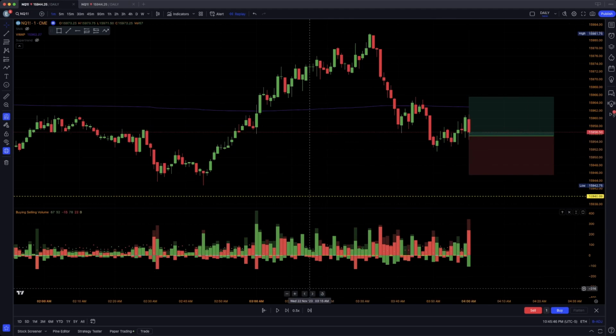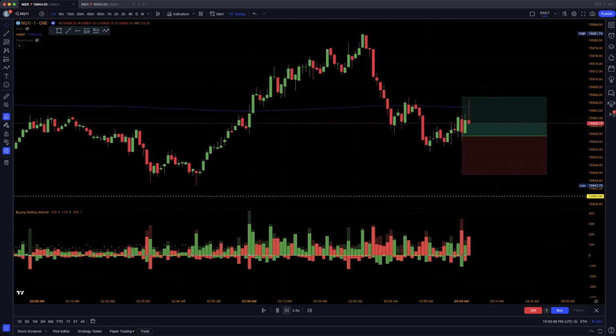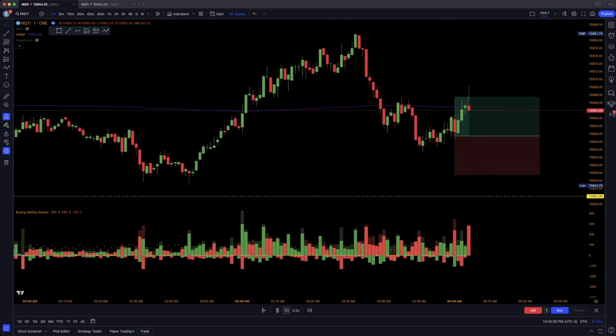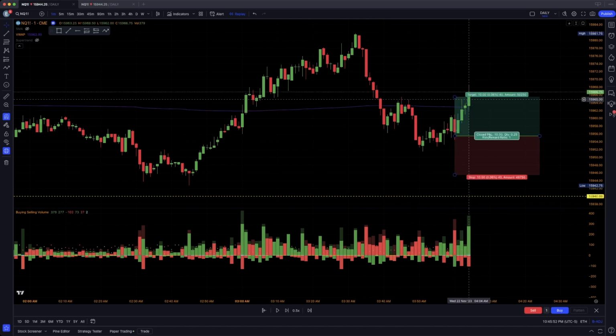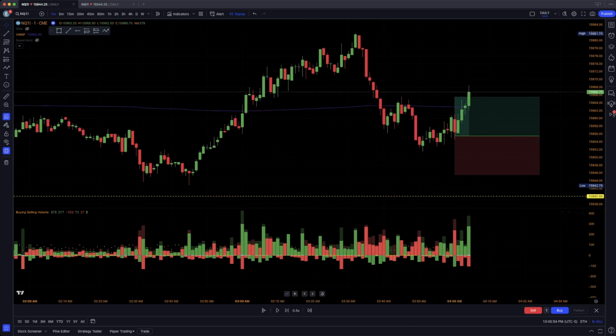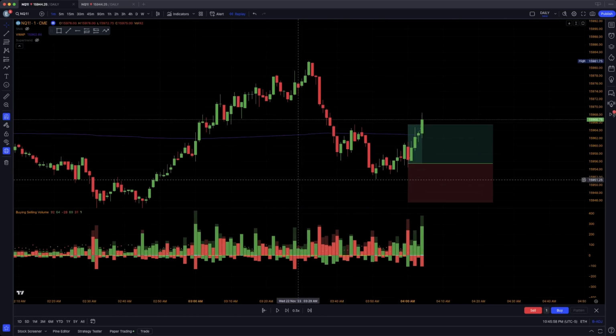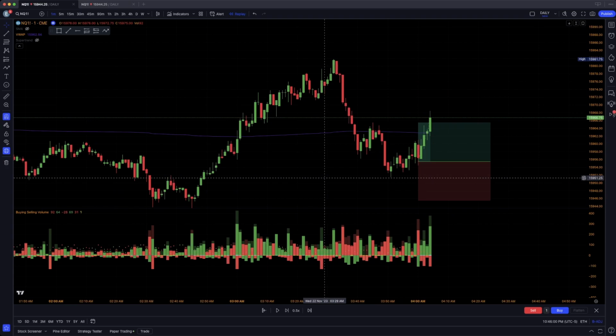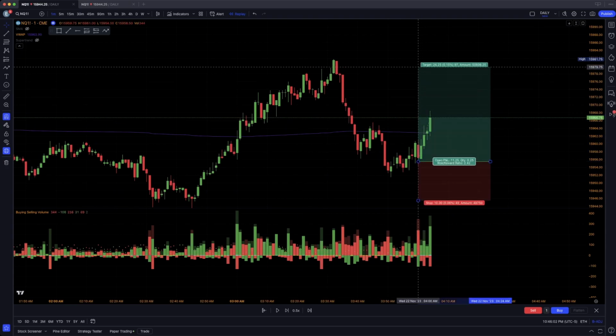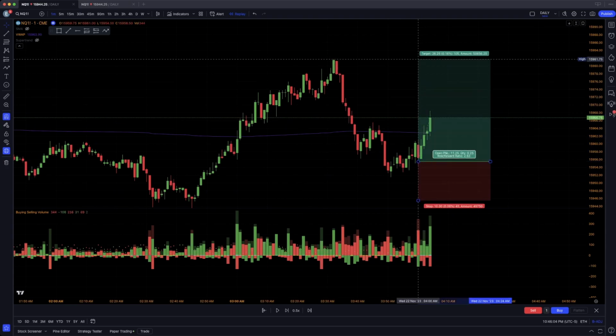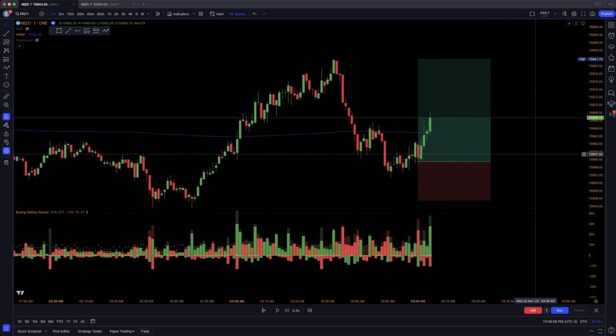Still higher highs, higher lows, looks great. Boom. We hit this 1-to-1 area. My stop loss is now at break even. Now where do we take profits? I look for TP1 right here over 2.5, which is perfect for me.